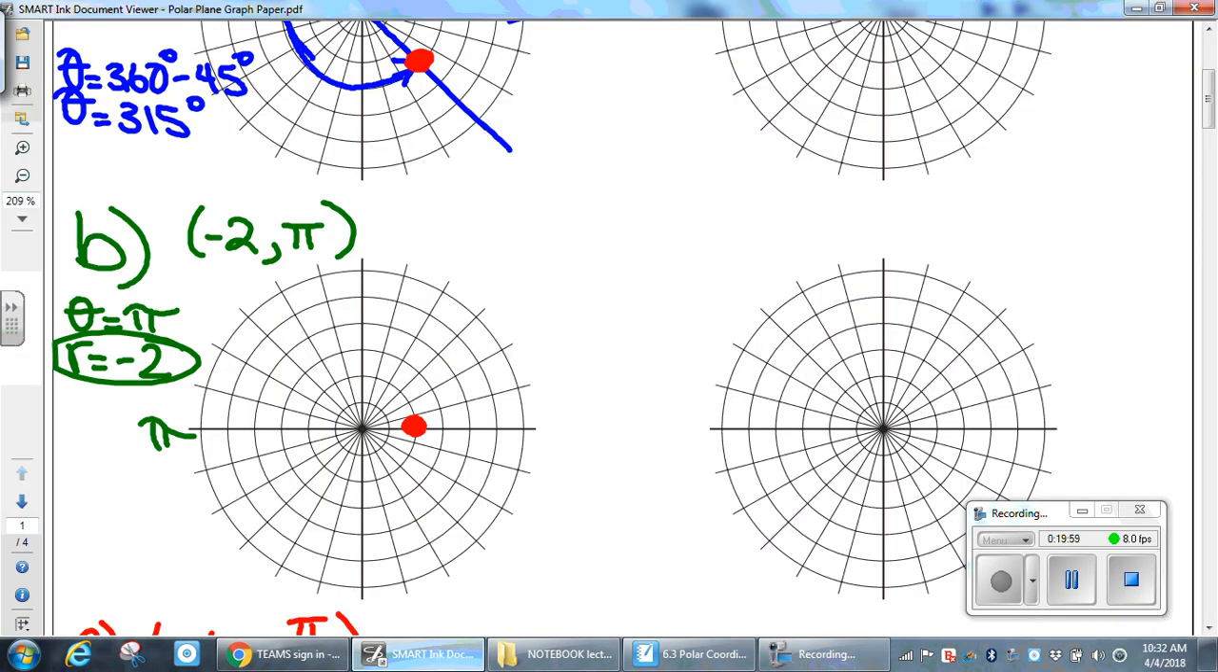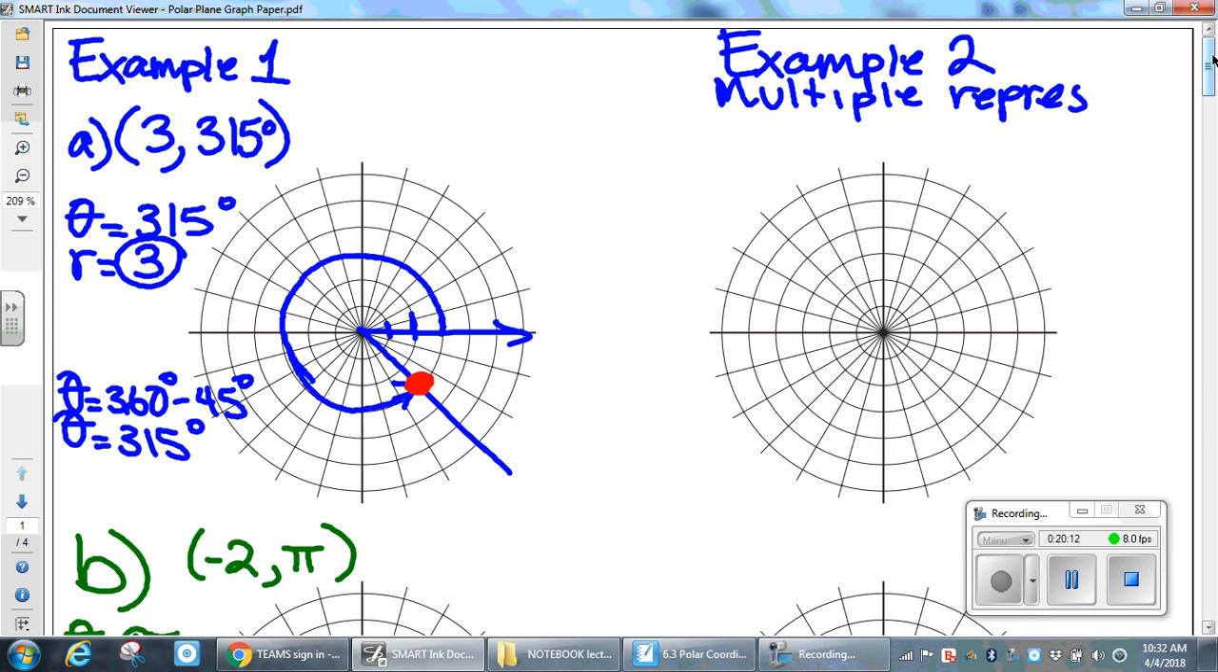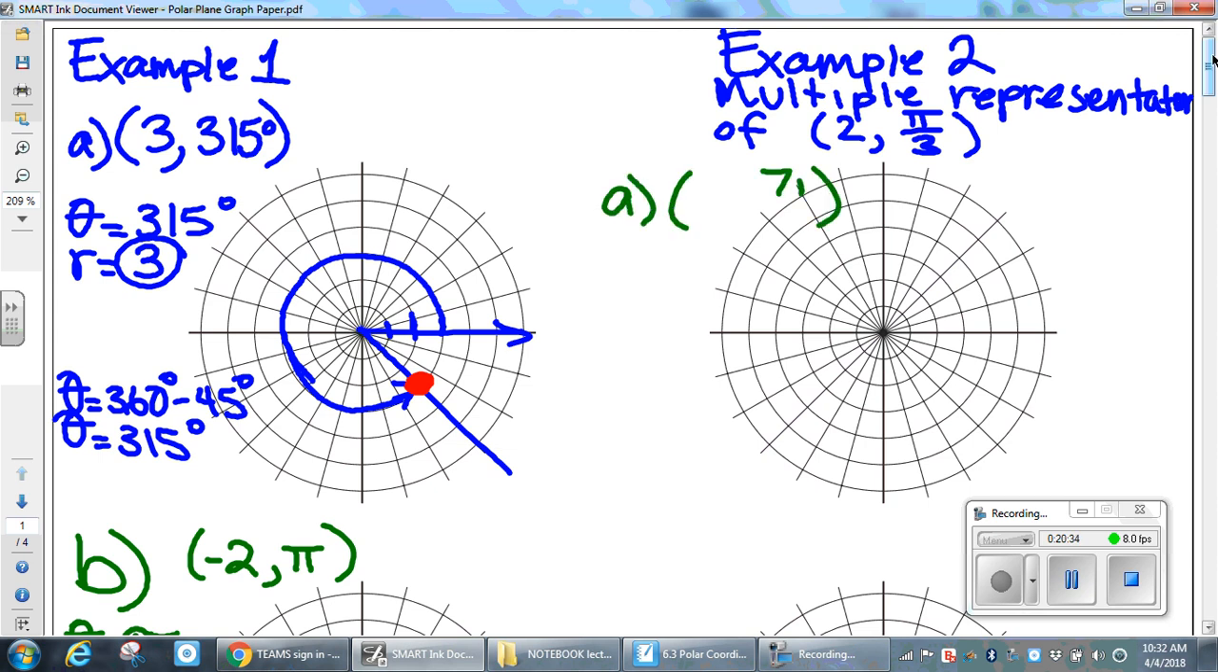on this side, so you will write example 2, multiple representations of the original point that was, what was it, 1 or 2? 2? Mm-hmm. 2, 1/3? Okay. So then here we'll have A, which will be the point 7π/3, and with the same radius.